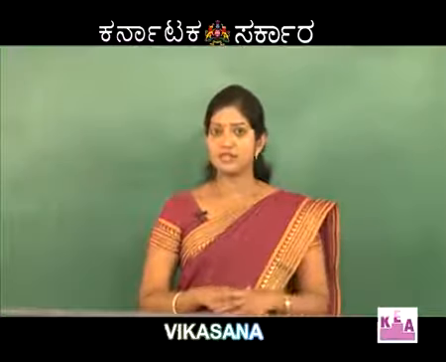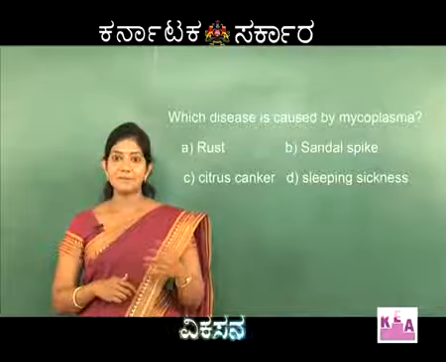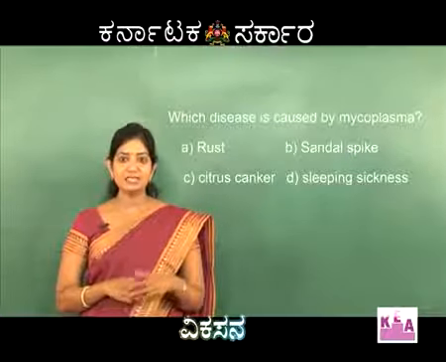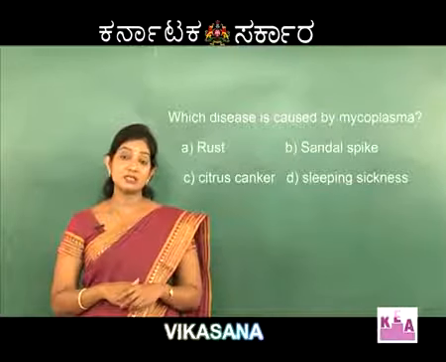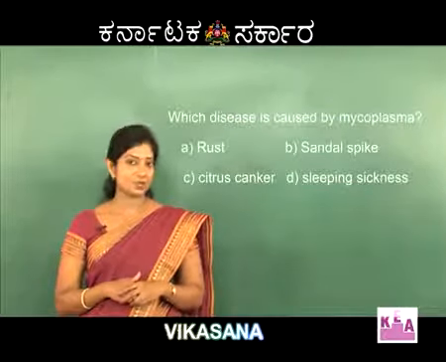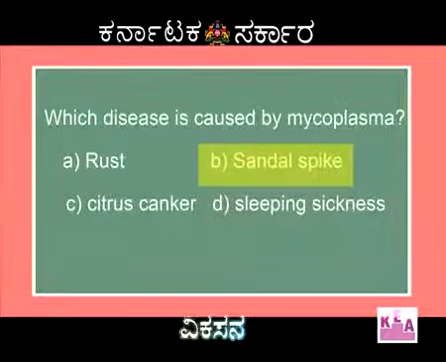So, according to that, option A, rust, is caused by a fungus, B is caused by mycoplasma, C is caused by a bacteria, and the last one, sleeping sickness, is caused by a flagellated protozoa. So, the right answer is B, sandal spike.